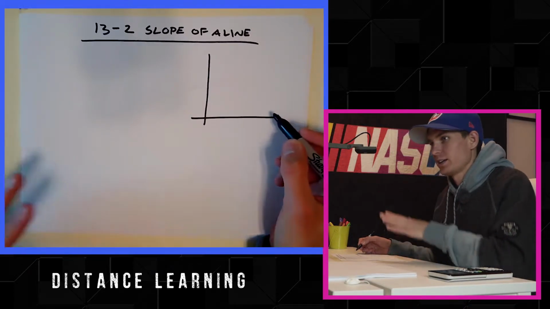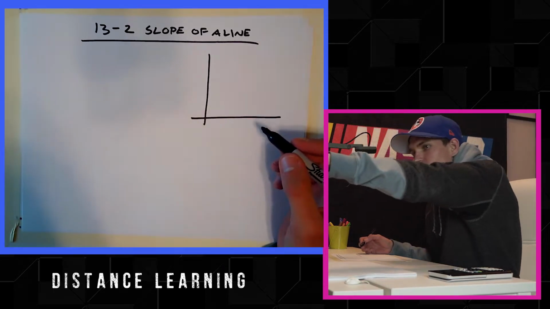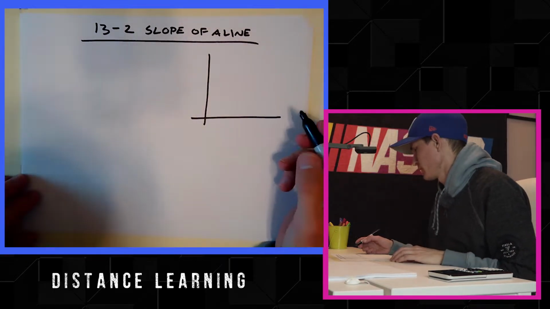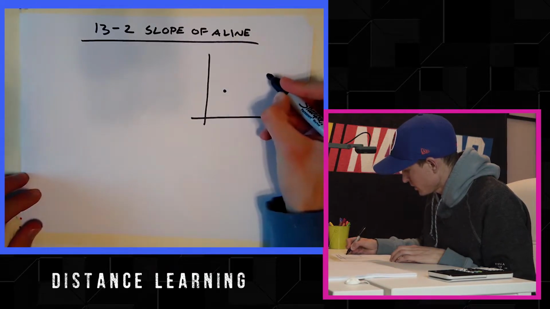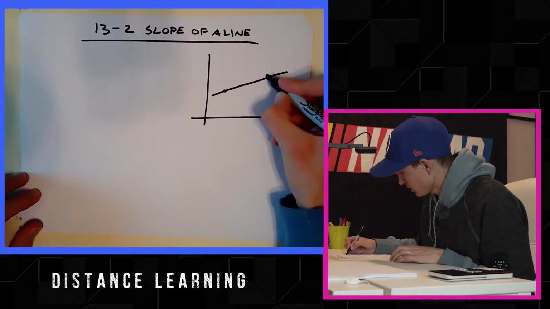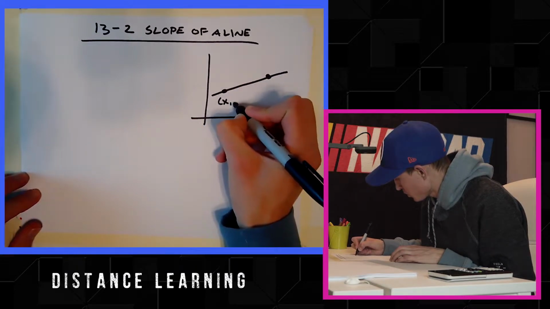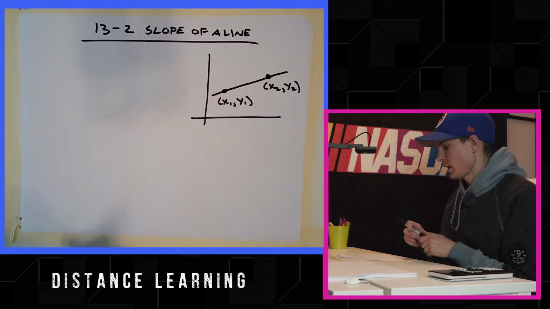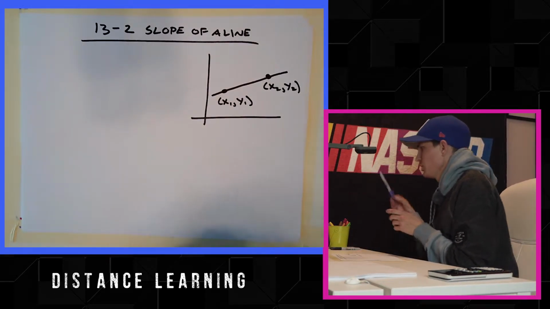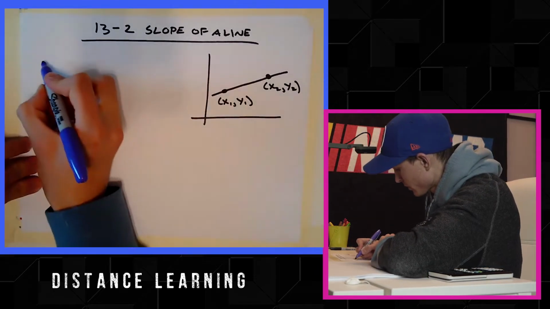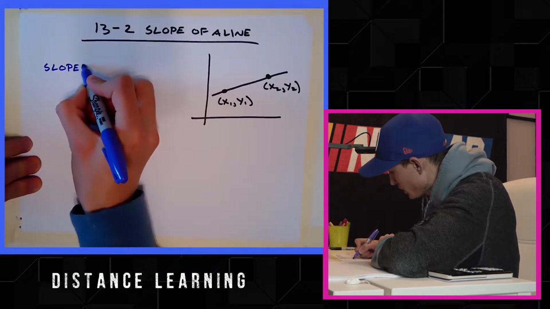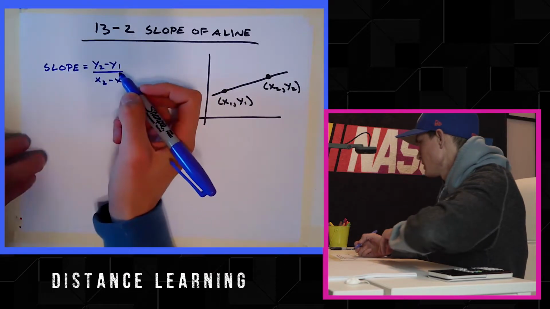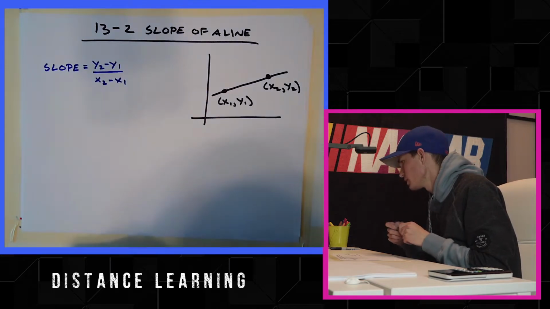Alright, slope of the line. How steep is it? Positive, negative, 0 for horizontal, undefined for vertical, not 0. So, if you got 2 dots, this is the first point, x1, y1. Second point, x2, y2. How do you find the slope? I think you learned this in like 6th grade. Slope between 2 points is y2 minus y1 over x2 minus x1. Coolio.